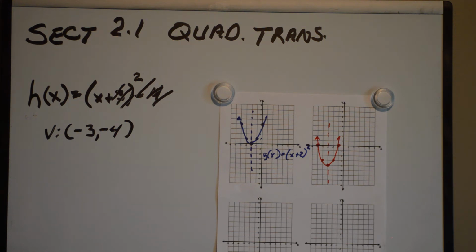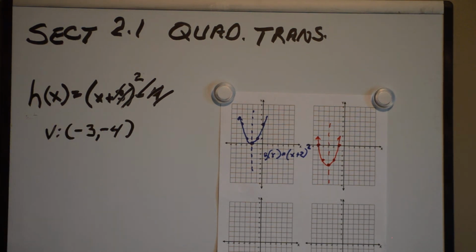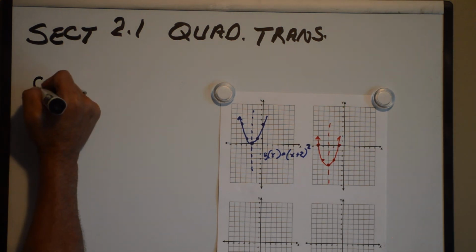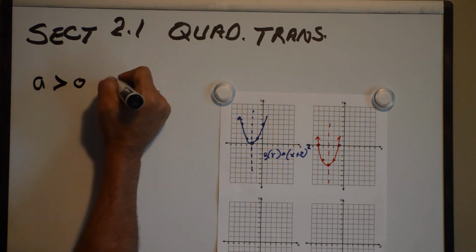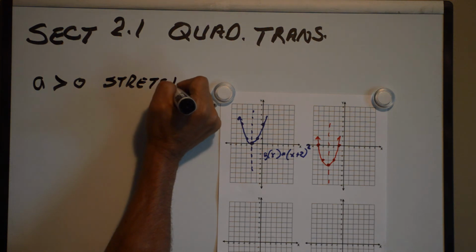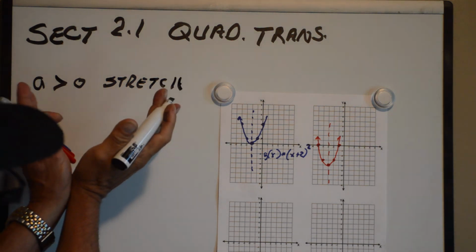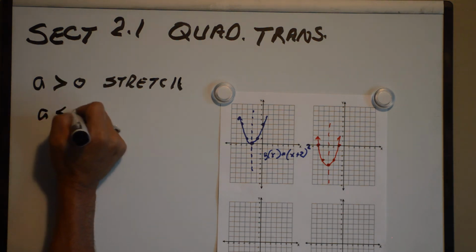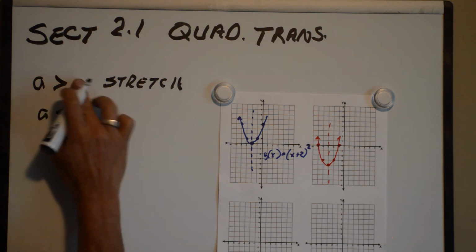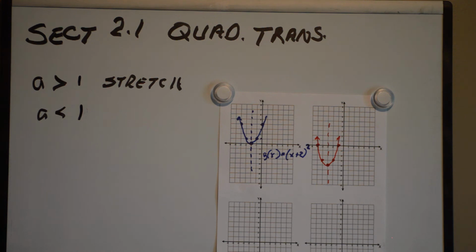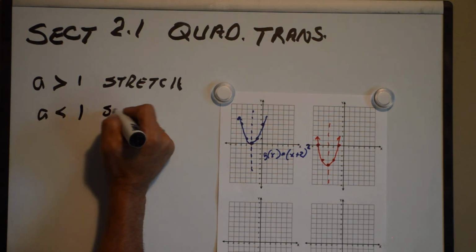I think that's all I'm going to show you. I've shown you everything except for a stretch or a shrink. Remember, if A is greater than 1, that's going to be a stretch. That's going to make the graph skinnier. If A is less than 1, it's going to be a shrink.